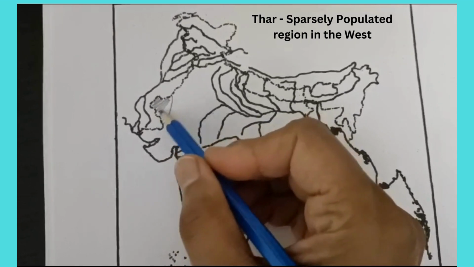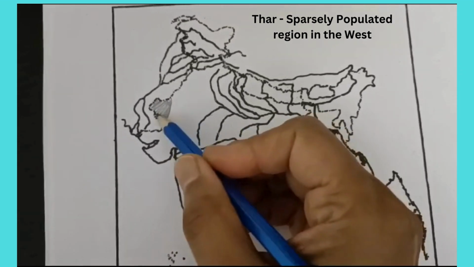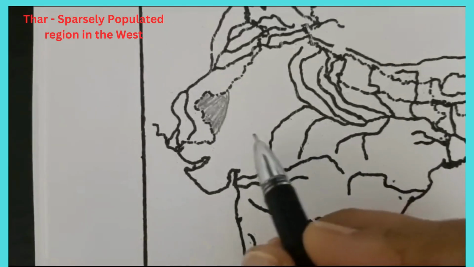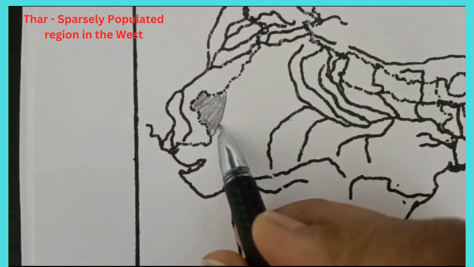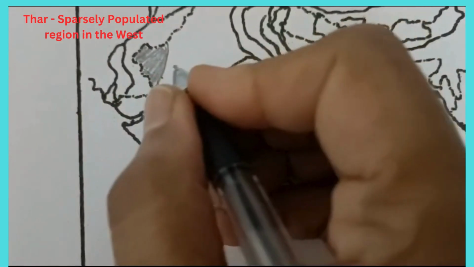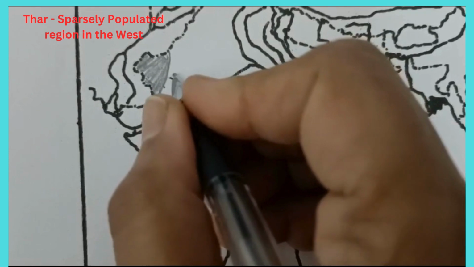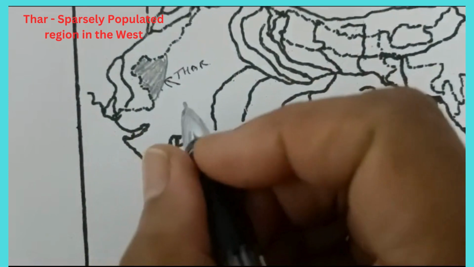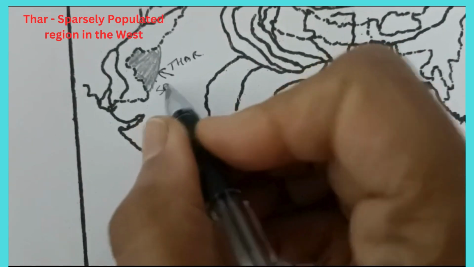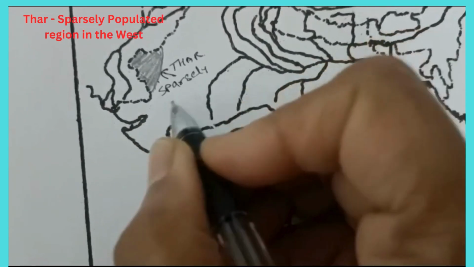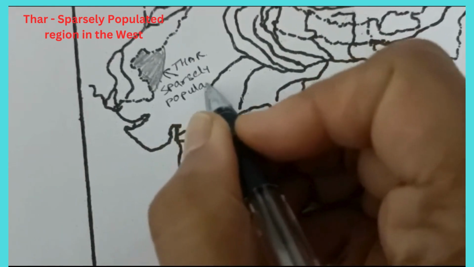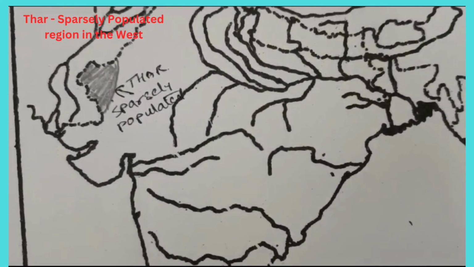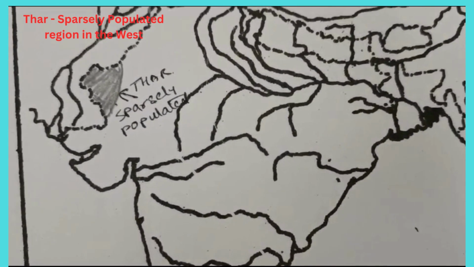You can use yellow color to show the shading. This is the sparsely populated region in the west, which is called the Thar Desert. We will label it as Thar and please mention it as sparsely populated. This is for your reference. In the exam, when it comes to marking the west, you will mark the Thar region.